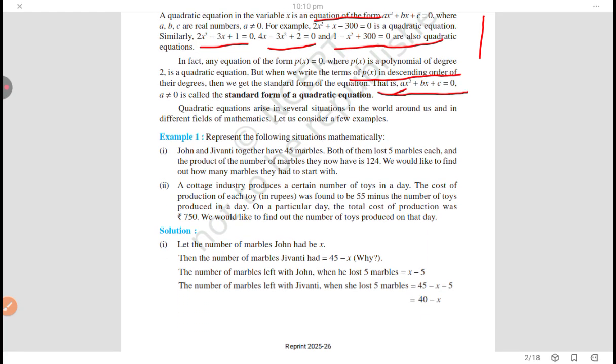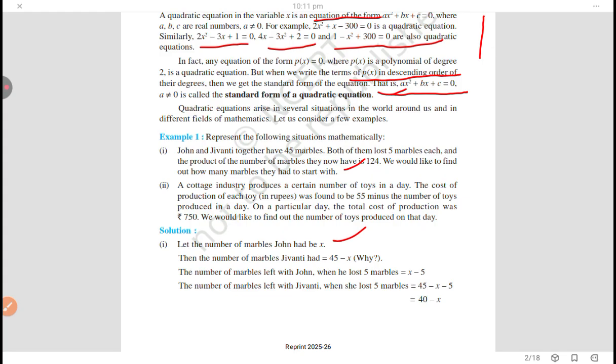So example C. John and Giovanni together have 45 marbles. Both of them lost 5 marbles each, and the product of the number of marbles they have now is 124. We would like to find out how many marbles they had to start with. So let's see the solution.